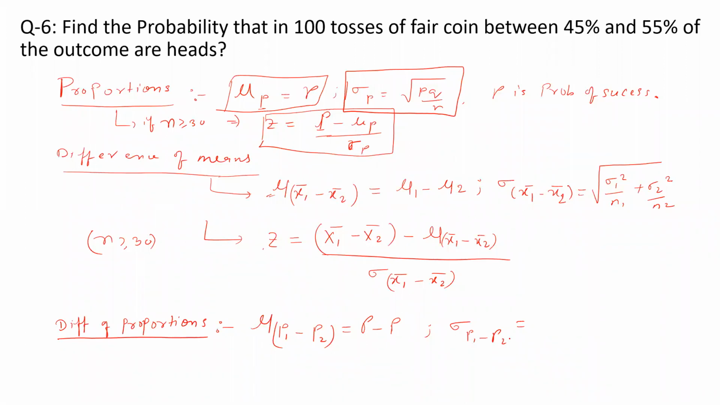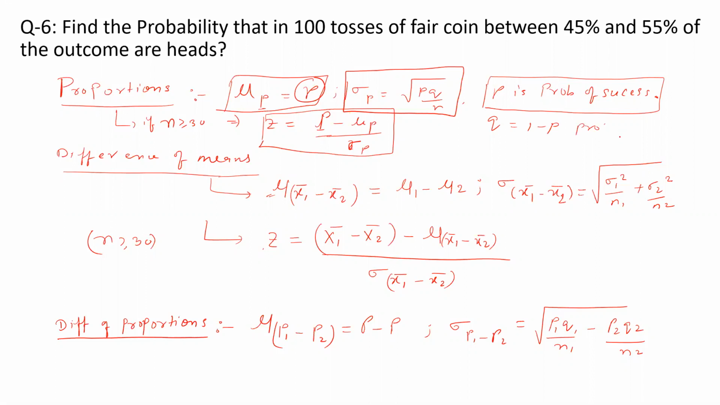All right, but sigma of P1 minus P2 will be what? This will be a square root of p1 q1 by n1 plus p2 q2 by n2. So don't forget that your small p is the probability of success, and definitely your q will be equal to 1 minus p, which is the probability of failure. So this part we have already seen in binomial distribution.